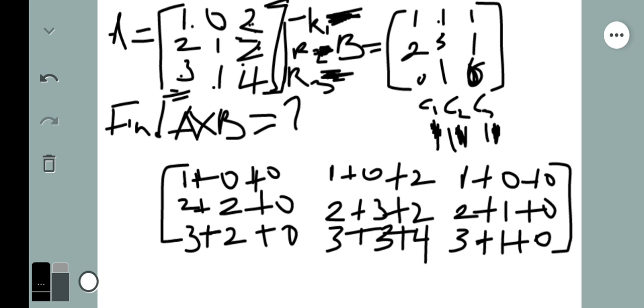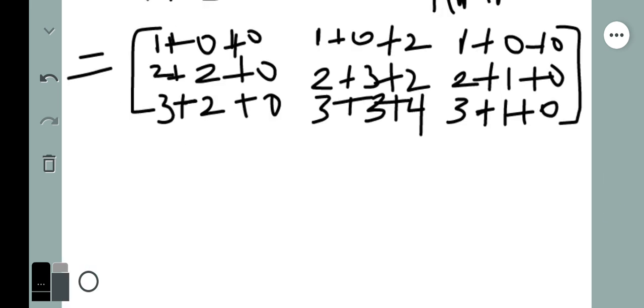So this is your multiplication here. And if you look at it very well, this is the multiplication that you have for your 3 by 3 matrix. So let us finish this up by adding them together. When you add them together, what do you have?